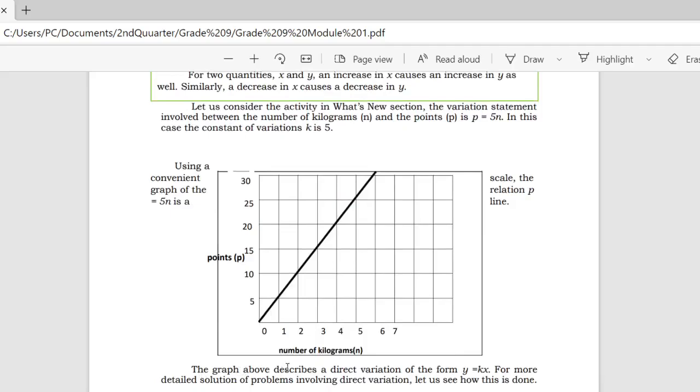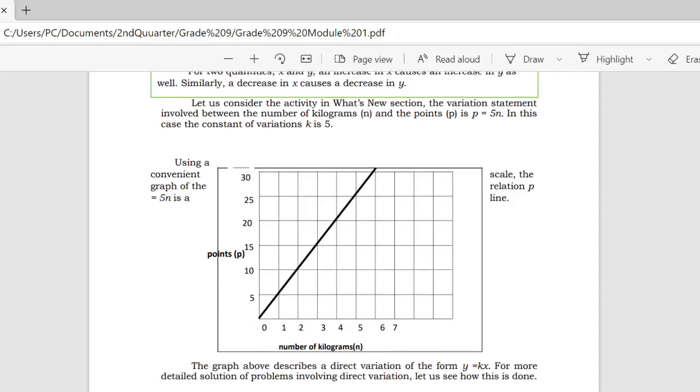The graph above describes a direct variation of the form y equals kx. Why? Because if you consider this as your x and this is your y, this is always your y, the vertical, and the horizontal is your x. It says there, an increase in x and also an increase in y. So therefore, it illustrates direct variation.